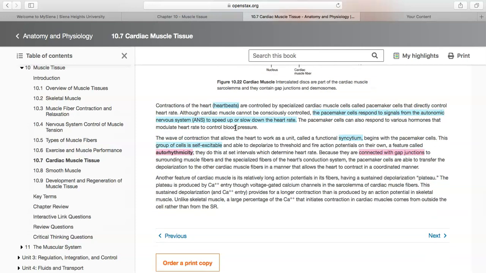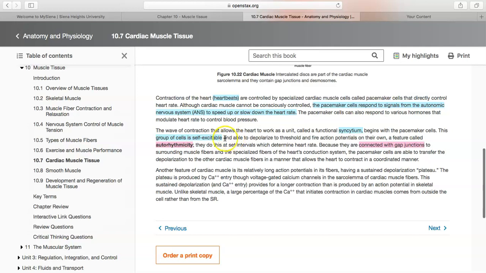Basically what happens is they get the signals, and then they are what is called a functional syncytium, which means that they can sync up, is how I like to think about it, the whole rest of the heart. This group of cells is self-excitable, and basically what it means is they're able to depolarize by themselves.